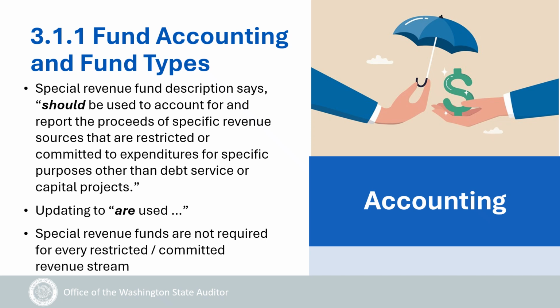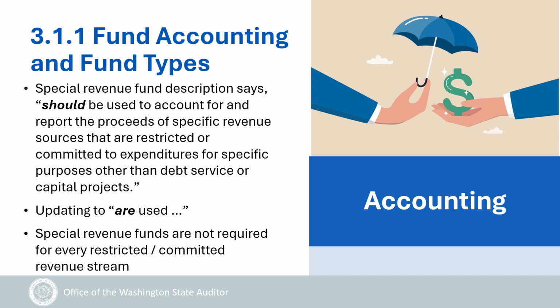We also updated the definition of a special revenue fund. Right now it says special revenue funds should be used to account for restricted or committed resources. That kind of makes it sound like when you have a new restricted or committed revenue source that you need a special revenue fund, but that's not true. You can choose to report your restricted or committed revenue streams in your general fund.